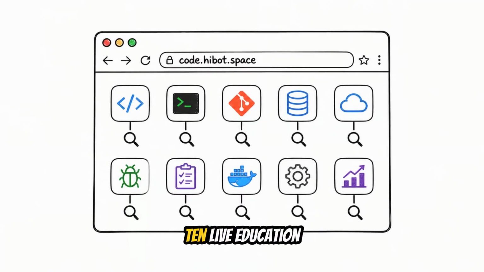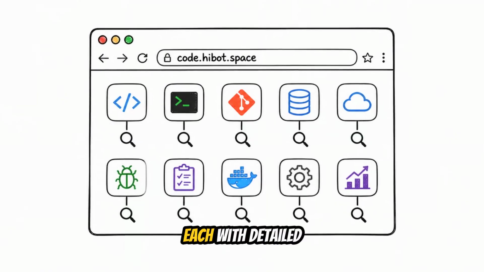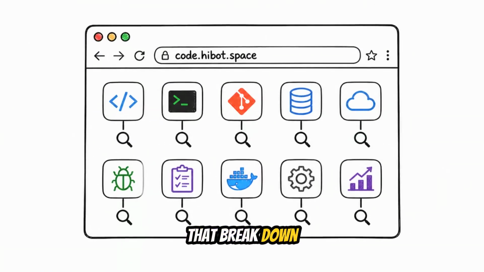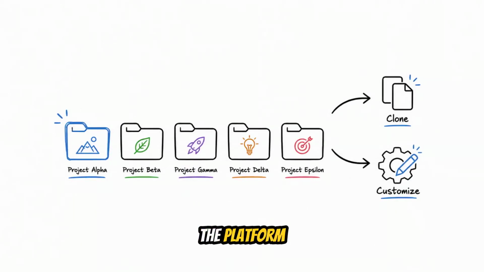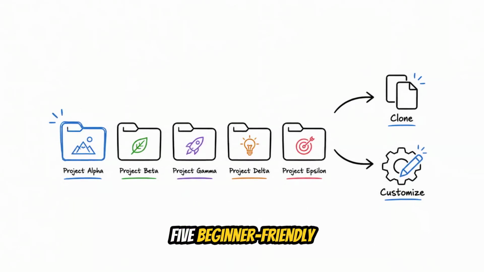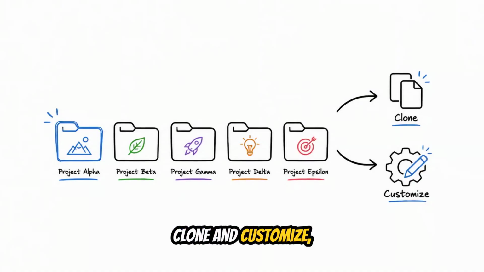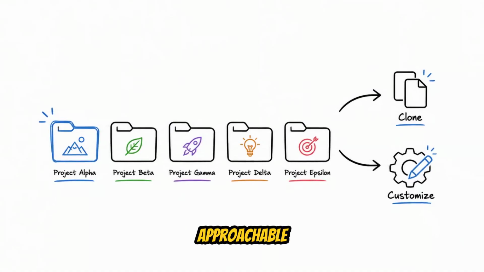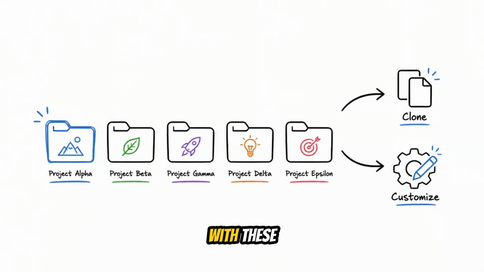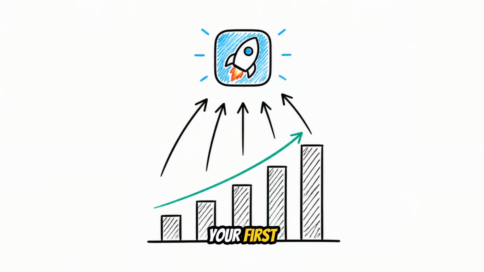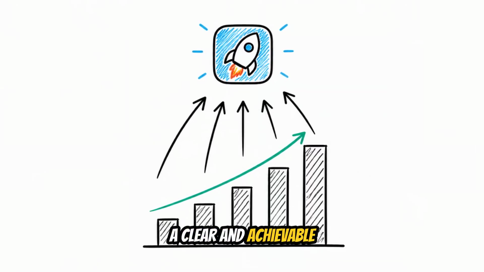At code.hibot.space, you'll find 10 live education apps, each with detailed tutorials that break down how they work. The platform also offers 5 beginner-friendly starter projects you can clone and customize, making the process approachable for newcomers. With these resources, building your first app becomes a clear and achievable goal.